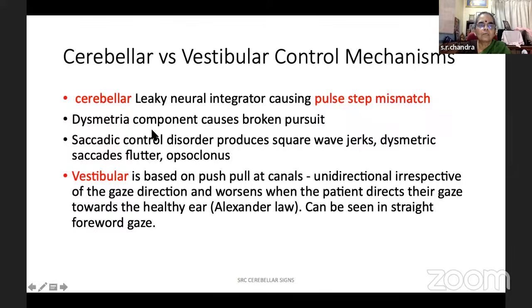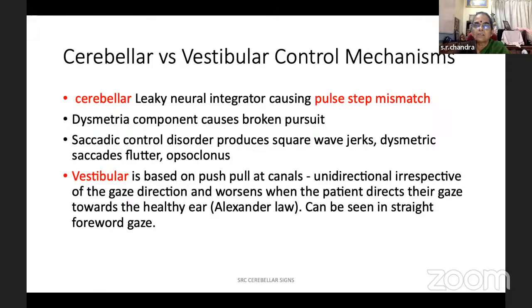So you can just go back and see my eye movement session, and then it will become more clear. Cerebellar disease, as I said, is a leaky neural integrator. Pulse and step should be matched. Supposing I want to look at an object, I should generate a pulse to reach that object. And how long I should stay on that object so that I am able to study it. So there is a match. This pulse-step match is not there. So what happens? Pulse is there, and once the target is reached, it's not able to stay there.